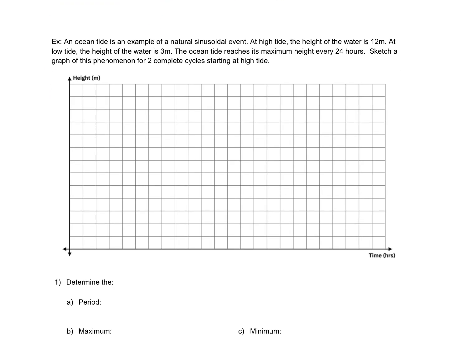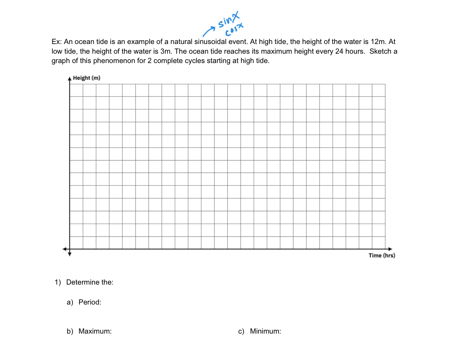All right, last question. An ocean tide is an example of a natural sinusoidal event. Now, we'll learn this another day, but sinusoidal is a type of periodic function, and it focuses on a sine function or a cos function. But for now, it's just that it's sinusoidal, it's periodic, kind of looks like a wave.